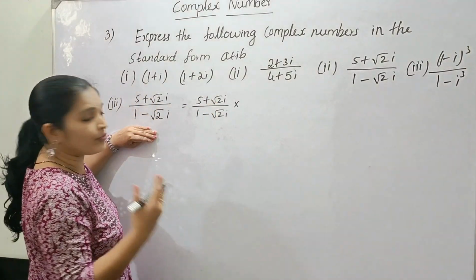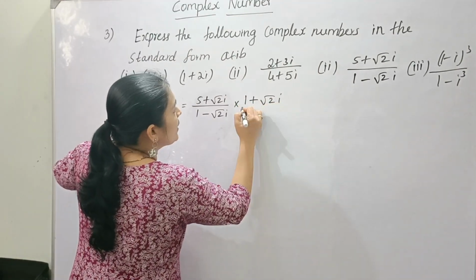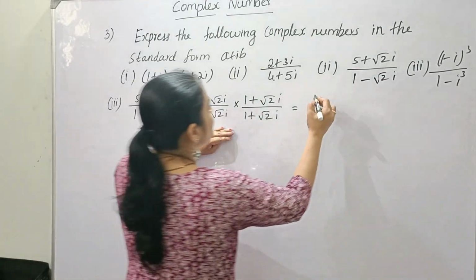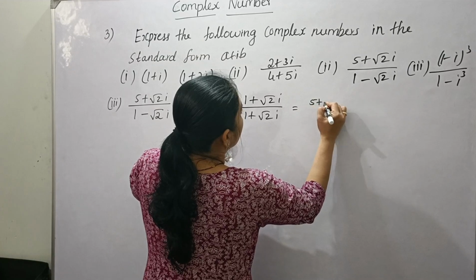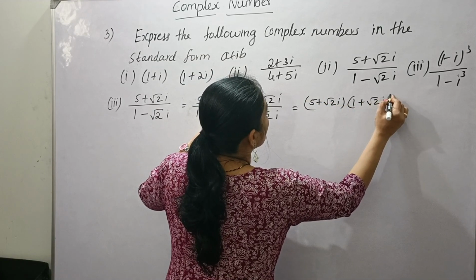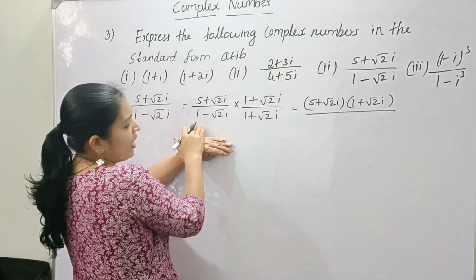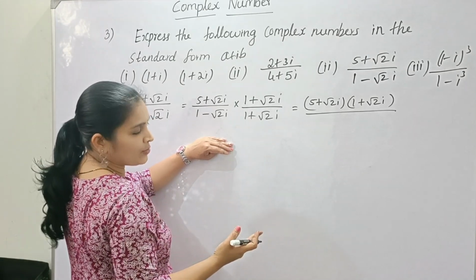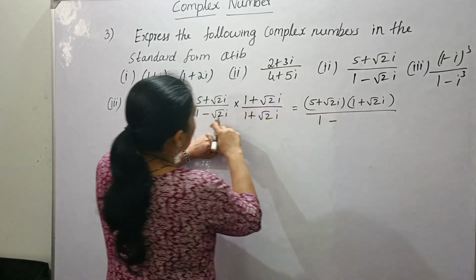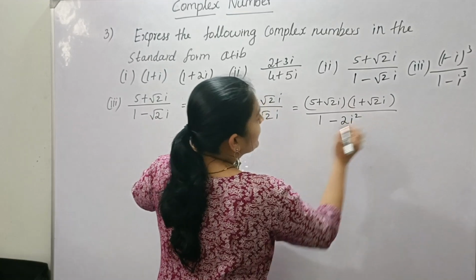we are changing the sign of the imaginary part, (1 + √2 i) divided by (1 + √2 i), that is equal to (5 + √2 i) into (1 + √2 i) divided by, here now it is in the form of (a − b) into (a + b), that is equal to a square minus b square. So 1 into 1, 1 minus √2 into √2, 2i square, right?